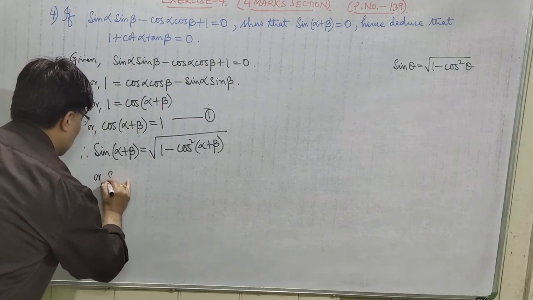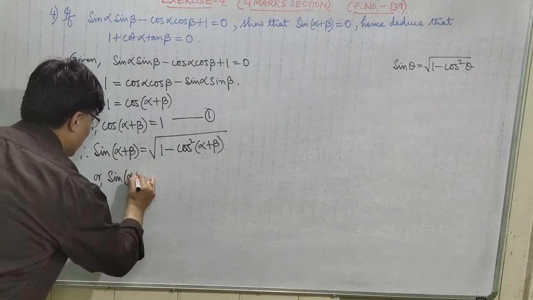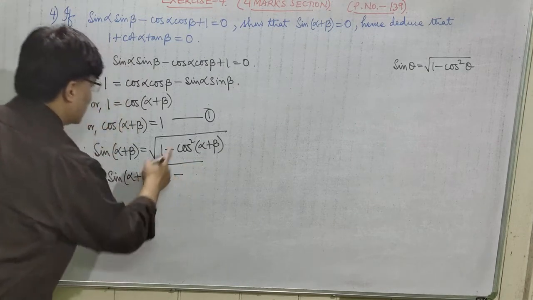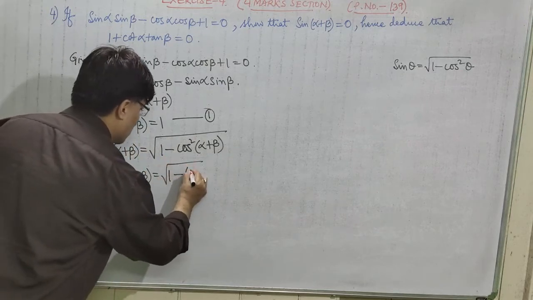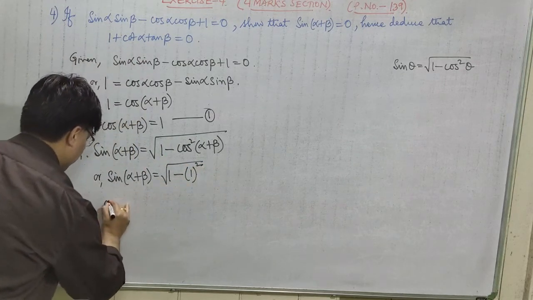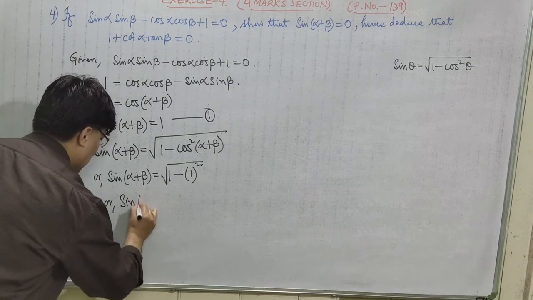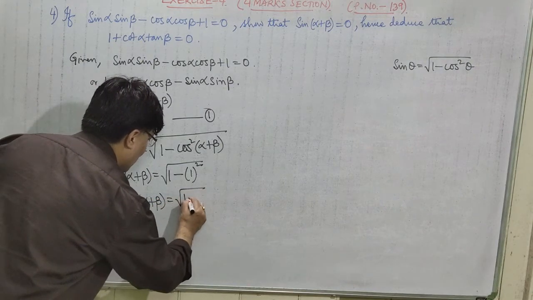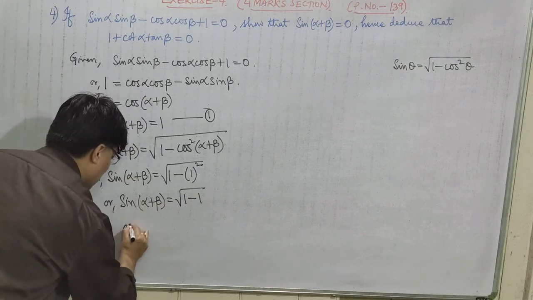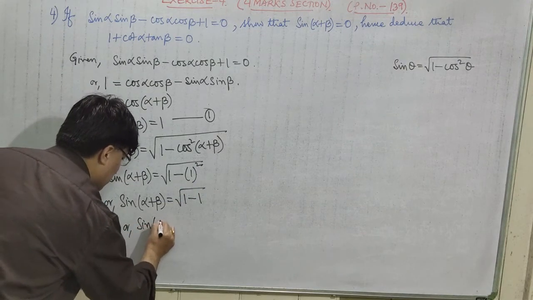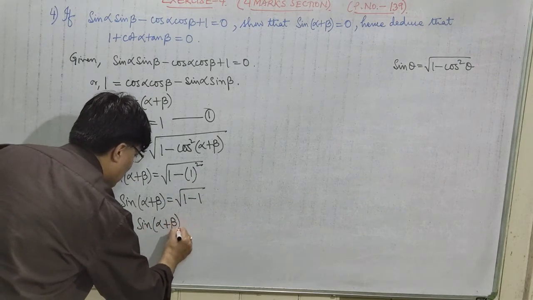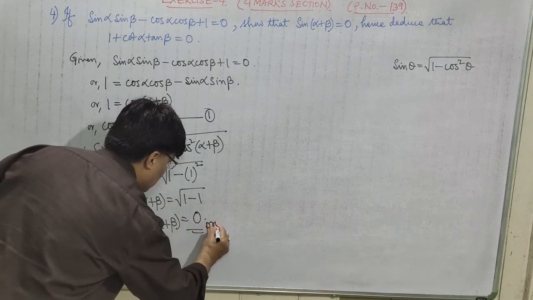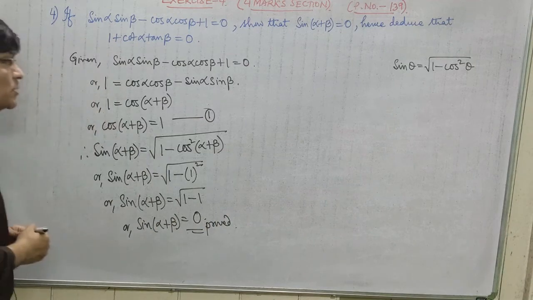Now sin of alpha plus beta is equal to root over 1 minus, what is cos of alpha plus beta? 1, so 1 square. Or sin of alpha plus beta is root over 1 minus 1 square, which is 1. So sin of alpha plus beta is equal to root over 1 minus 1, which is 0, and root over 0 is 0. So it is proved. We have done this first part.